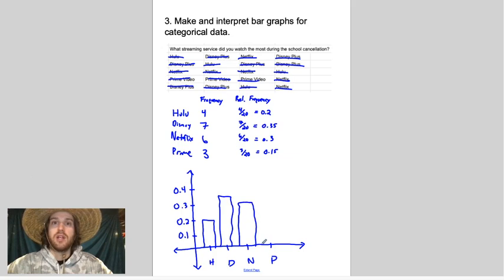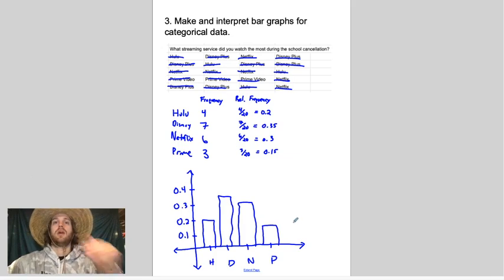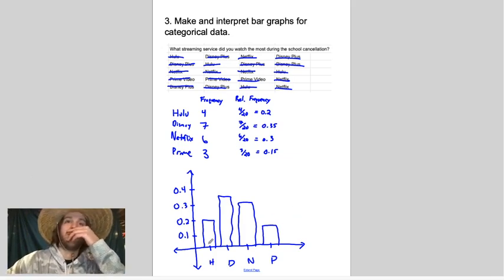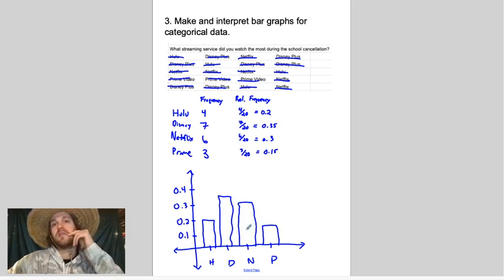Now this is already kind of inaccurate, as the widths of my bars are different, and really they should all be the same. Maybe a ruler would be a nice thing to have while you're taking your exam. 0.15. All right, so really the width does not matter with a bar graph, only the height. Perfect. And how do we interpret this?